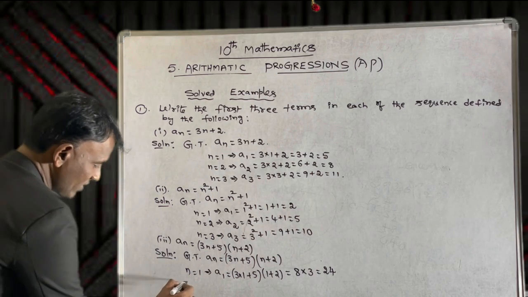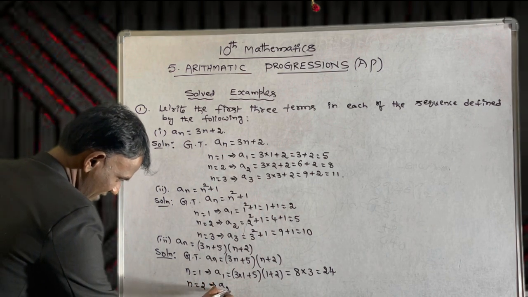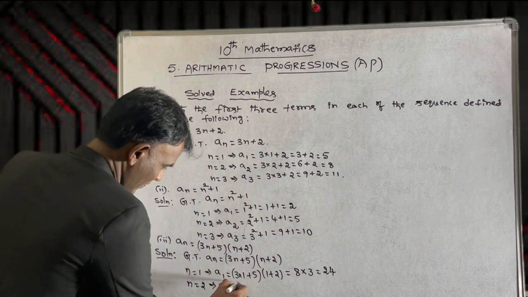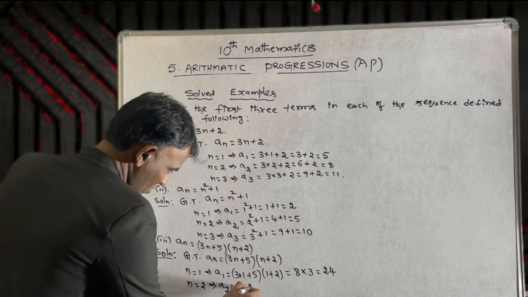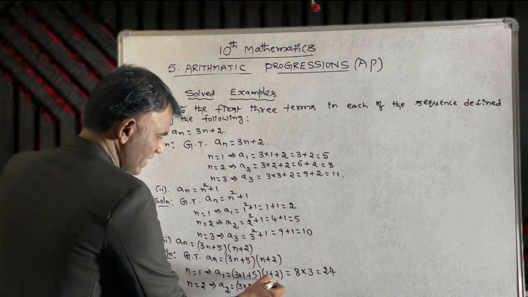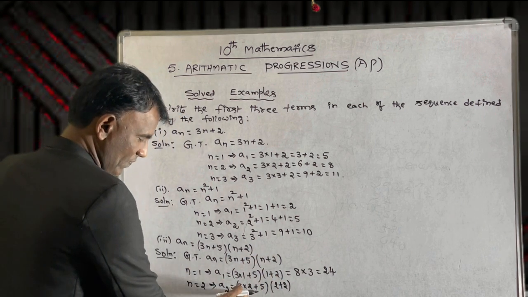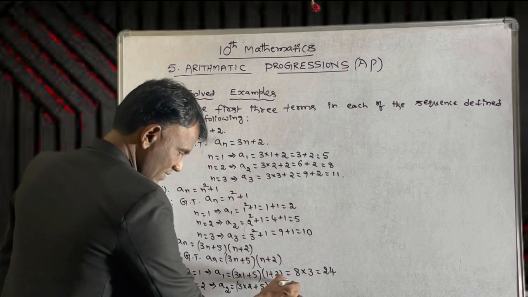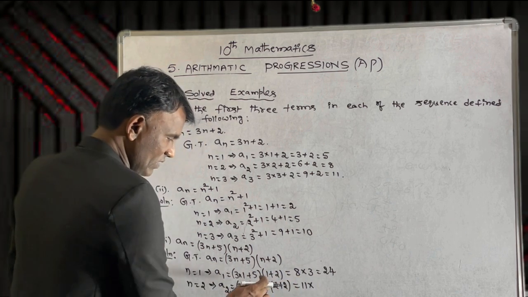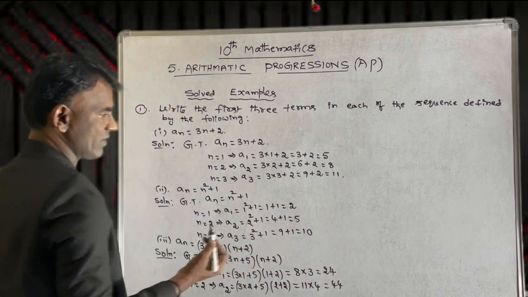And if you substitute n equal to 2, we get second term, right? So how to write it? 3 into 2 plus 5, into n plus 2, means what is the value of n? That is 2. So 3 into 2, 6, 6 plus 5, 11, into 2 plus 2 is 4. So 11 into 4 equal to 44.